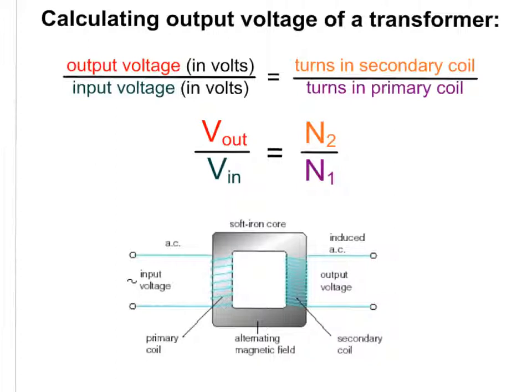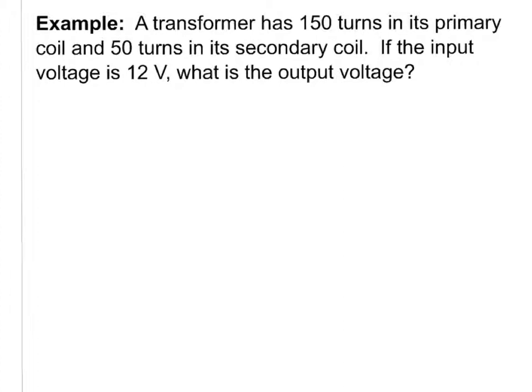Now let's try doing a problem with this and see if we can plug values into this formula and calculate input or output voltage for our transformer. So in our example, we have a transformer that has 150 turns in its primary coil and 50 turns in its secondary coil. We also are given the input voltage as being 12 volts. What is the output voltage?